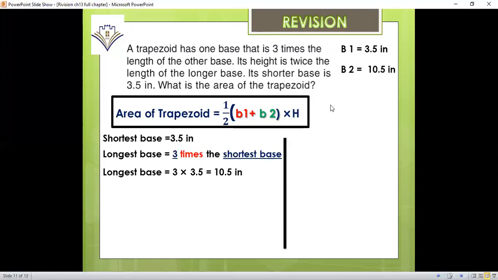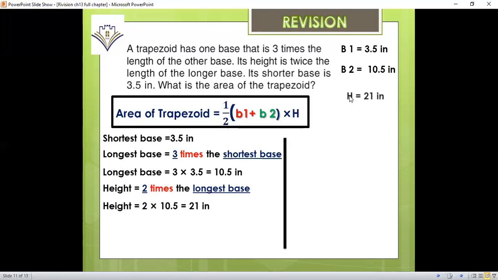Now we have two bases. Now, what about the height? Its height is twice the length of the longer base. Where is the longer base here? Here is the longer base. Twice means multiplied by 2. Then height is equal to 2 times the length of the longest base: 2 multiply 10.5 equals 21 inch. Then we have the height.